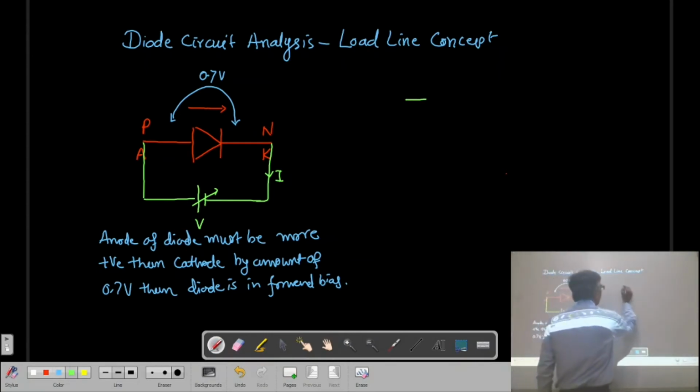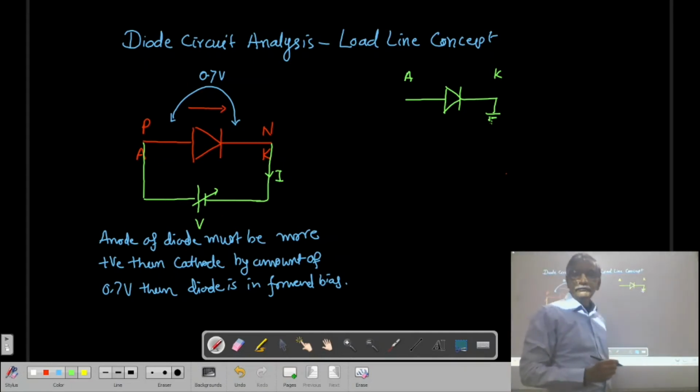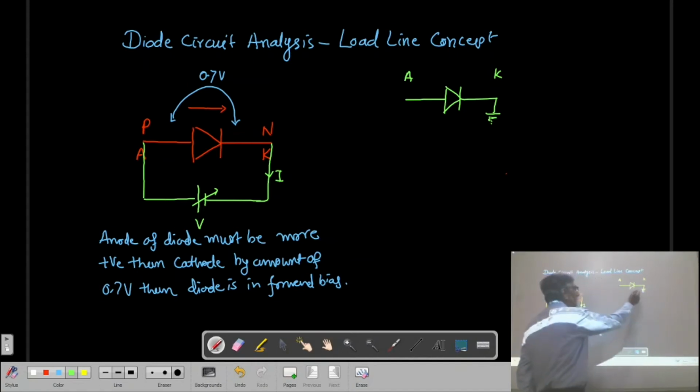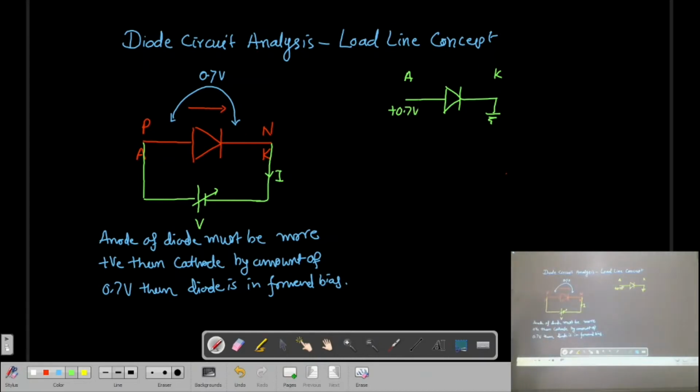Let us say a PN junction like this. This is my anode and this is the cathode. So let us say the cathode is connected to the ground. Then how much voltage do I have to apply on the anode so that the diode will be in forward bias? I already mentioned that the anode should be more positive than the cathode. Here, if I apply 0.7 volt or greater than 0.7 volt, in that case your diode will be in forward bias.